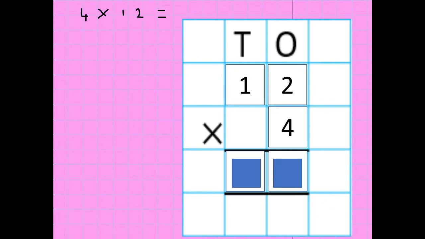Let's try this one. 4 times 12. So again, set it out for me and write down the answer. Come back once you have solved it. Okay, so 2 times 4 or 4 times 2 gives, oh, I've done it the wrong way. Sorry, getting all muddled. Gives me 8. Okay, and then 1 times 4 gives me 4. So for that one, you should have got 48.